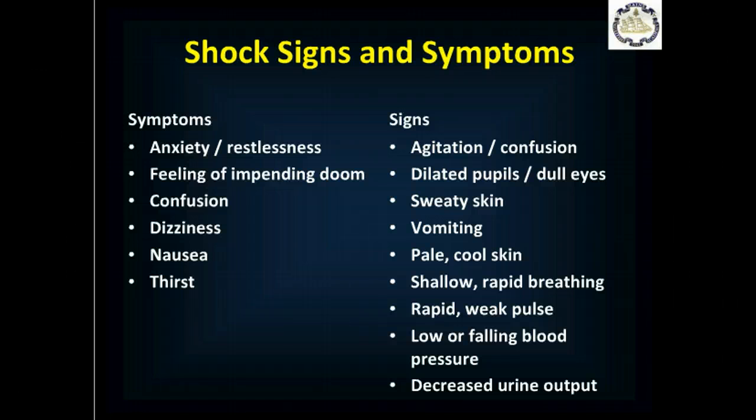They may start to sweat. They may have pale and cool skin as they start to cut off blood supply out to their periphery. Their breathing becomes shallow and rapid because they're trying to get rid of excess carbon dioxide, but they're not doing it effectively. So the rapid breathing helps, the shallow part doesn't. They may have a low or falling blood pressure, although that's a very late sign. They may have a rapid weak pulse.